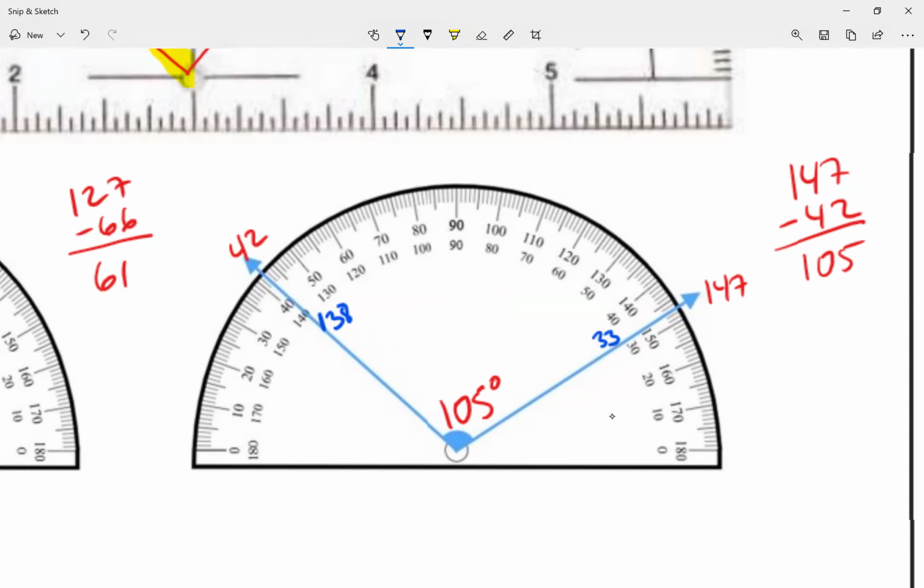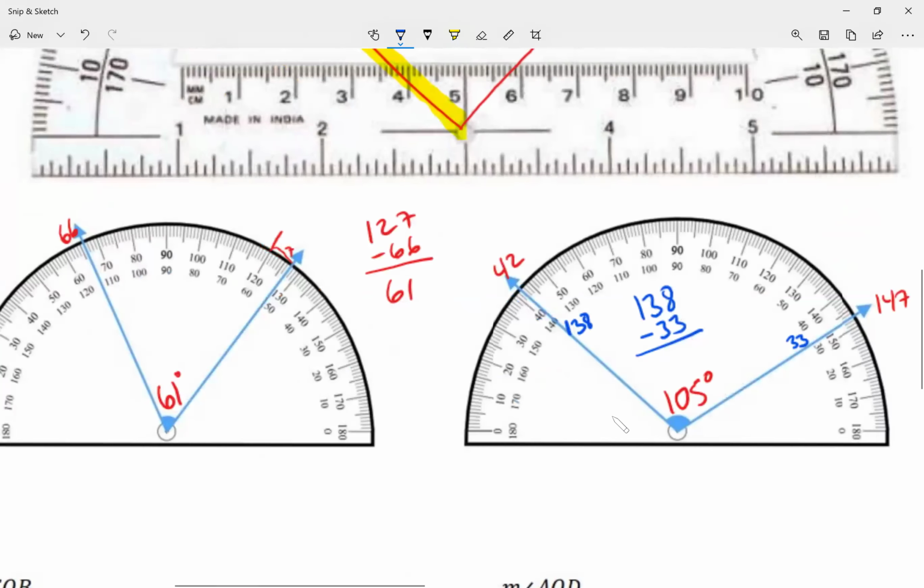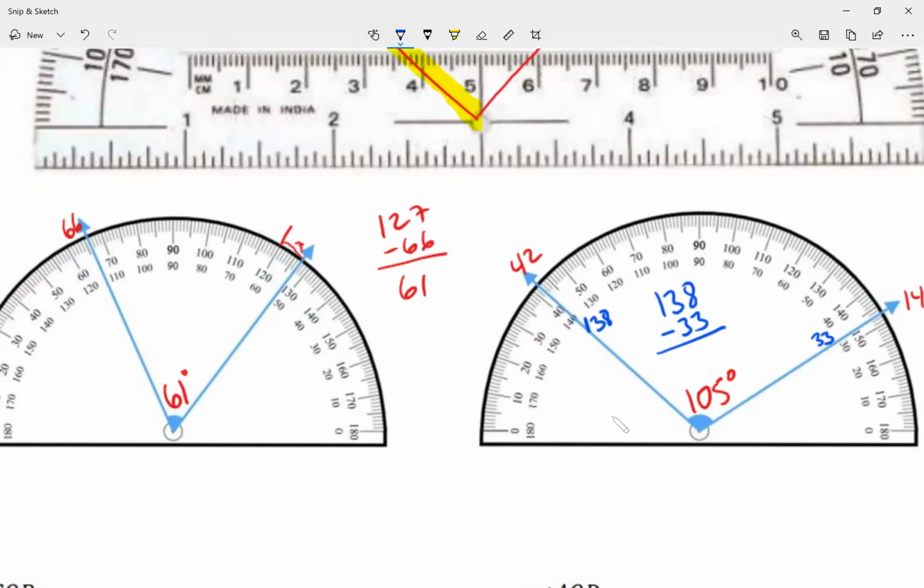Okay, you want to use inside numbers? Subtract the inside numbers. 138 minus 33. And you should get 105. The idea is it doesn't matter if you use only outside numbers or only inside numbers. Just don't mix them.